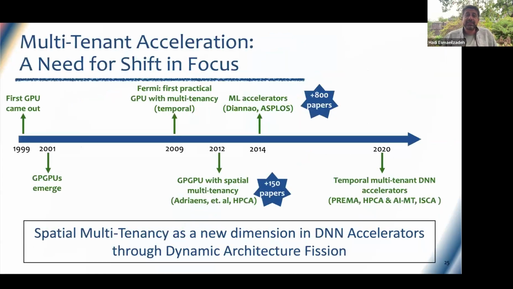If we look at the history in terms of multi-tenancy, the first GPU came out in 1999. Then around 2009 you have temporal multi-tenancy. That means that you can swap applications in and out across one GPU, but you're not co-locating them simultaneously. And in 2012, that was the first time that research came out on spatial multi-tenancy, where you co-locate two accelerated applications. In 2014 DianNao was published, which is one of the seminal works that sparked more research into NPUs for DNNs.